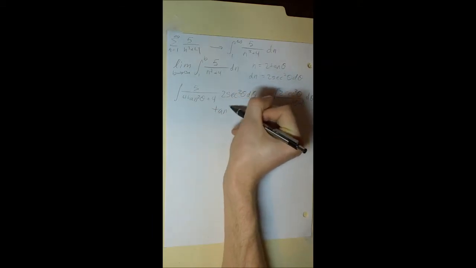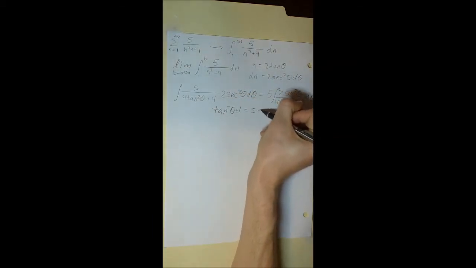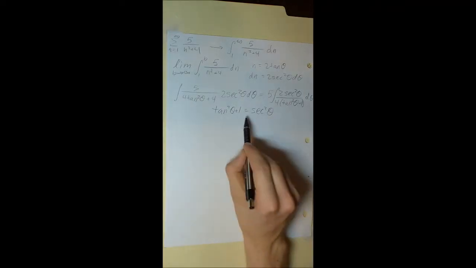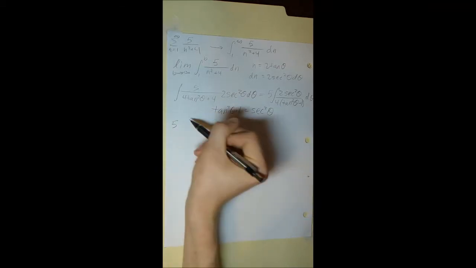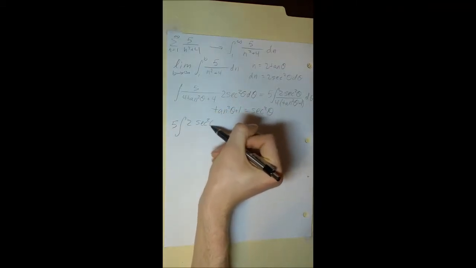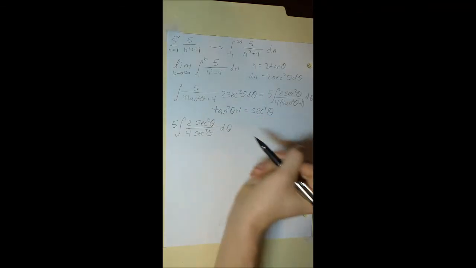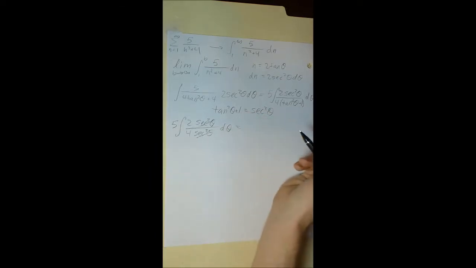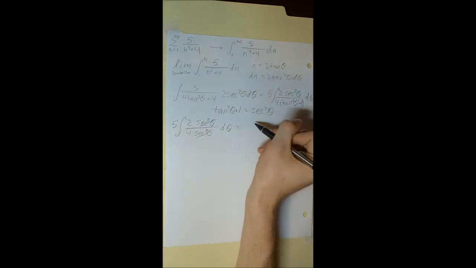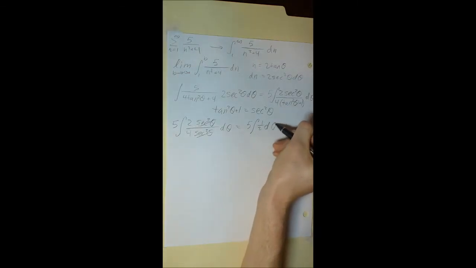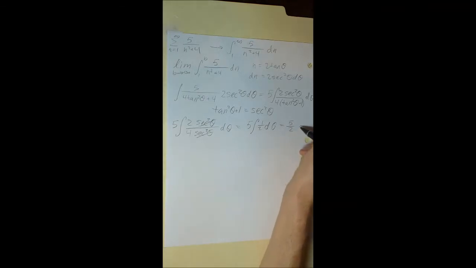So if we recall our trig identities, which I don't remember, actually I had to rederive this, we get tangent squared theta plus 1 is equal to secant squared theta. So let's replace tangent squared theta plus 1 with secant squared theta and see what we can do. So the secant squared thetas, they're going to cancel out. So ultimately what we're left with is 5 times the integral of 1/2 d theta, which equals 5/2 theta.